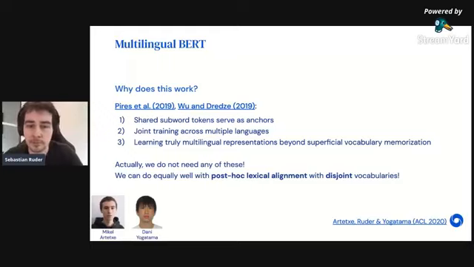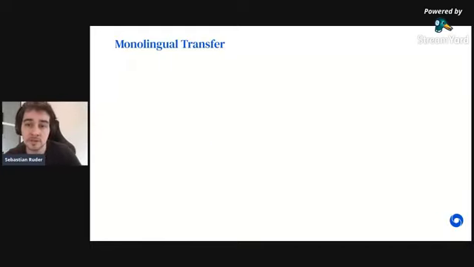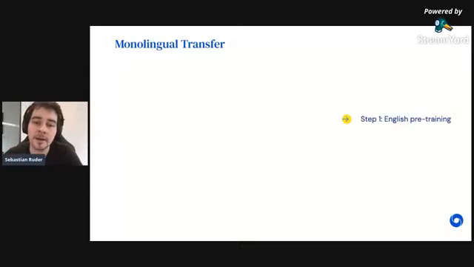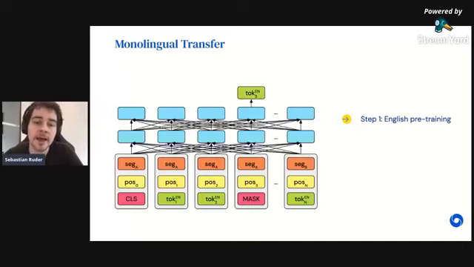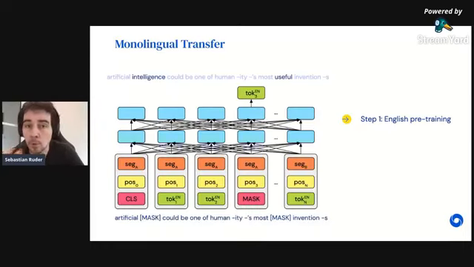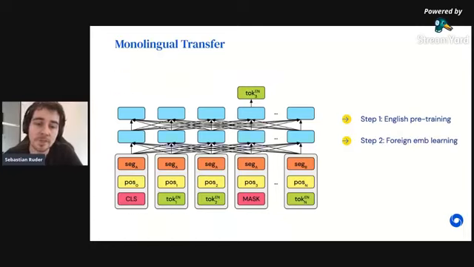And just to give a very quick impression of how this alternative counterpoint method looks, it essentially strikes a balance between the monolingual BERT model and this multilingually pre-trained method. In the first stage, we just train a monolingual BERT model as we would typically do in the monolingual setting, using masked language modeling on English.